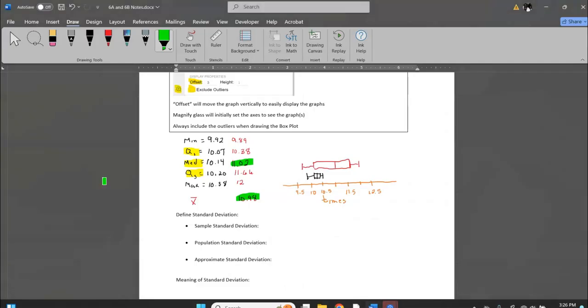So the mean here was 10.13. And so now we're comparing 10.14 to 10.13. And so this data set would be considered symmetrical. This data set would be considered left skewed.